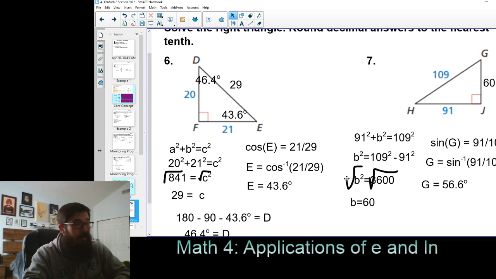For time's sake, can you figure out how to find angle H? It's going to be the same deal. 180 has to equal 90 plus 56.6 plus H. You could do the same algebra as on the previous slide, or you could do 180 minus 90 minus 56.6. What's that going to give you? 34.4 degrees? There you go. You solved it. You got all three sides, you got all three angles.